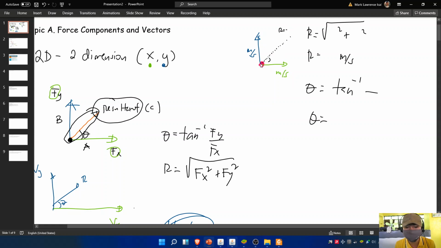Parang di lang nagbago, no? So, parang ano lang. Okay, so try natin ibang example. Mas maliit. Okay. Sabihin natin na ito ay, okay, so this is 15, this is 10. Okay? So 15, 10. So what will be the resultant?